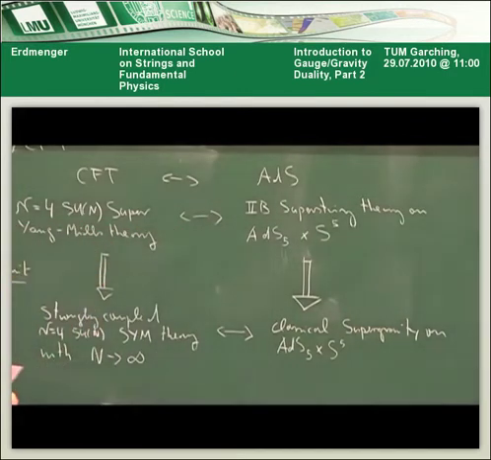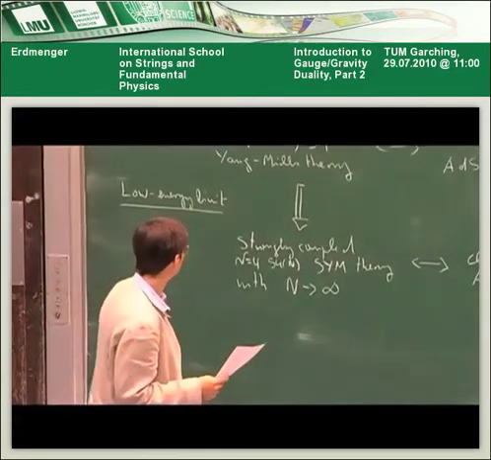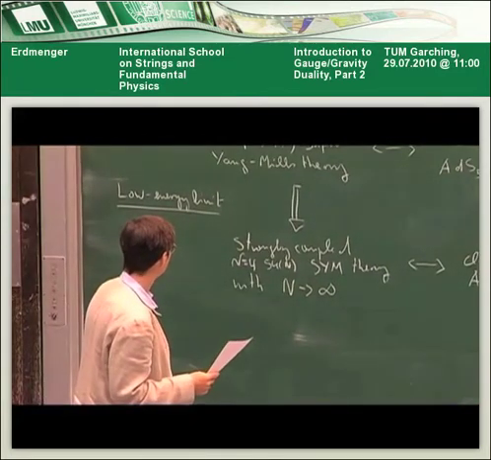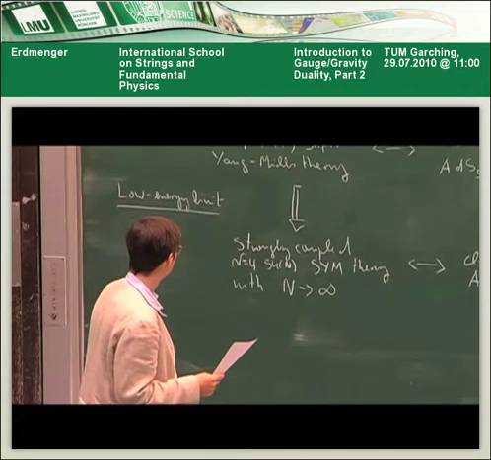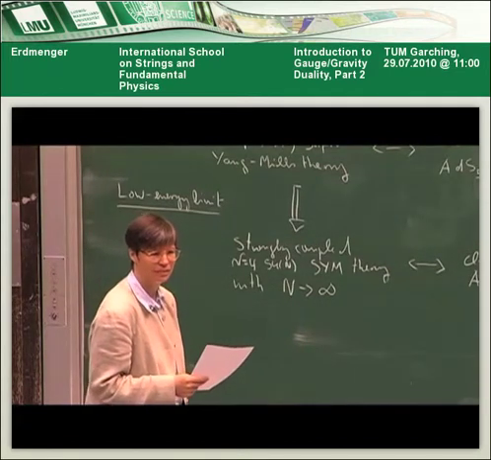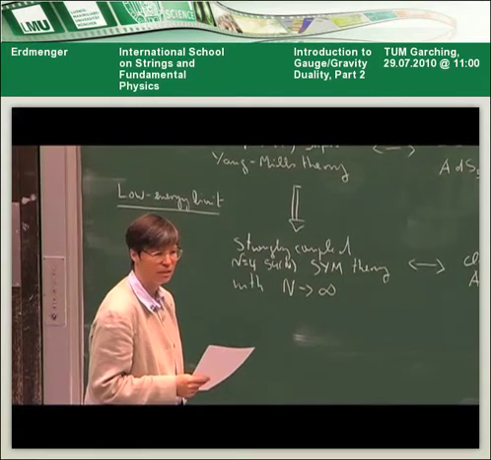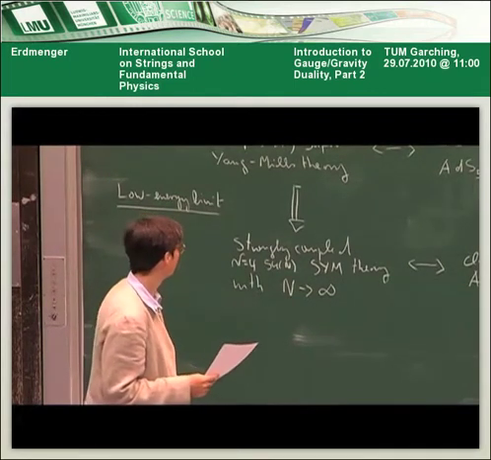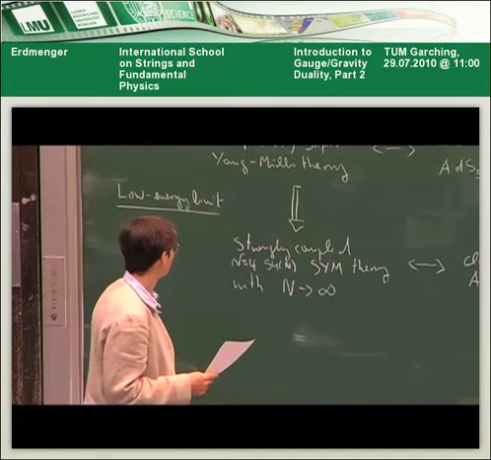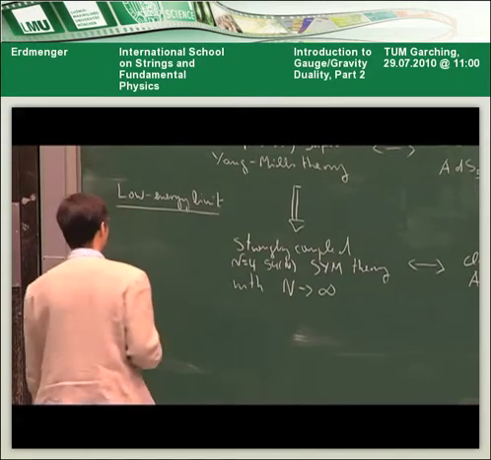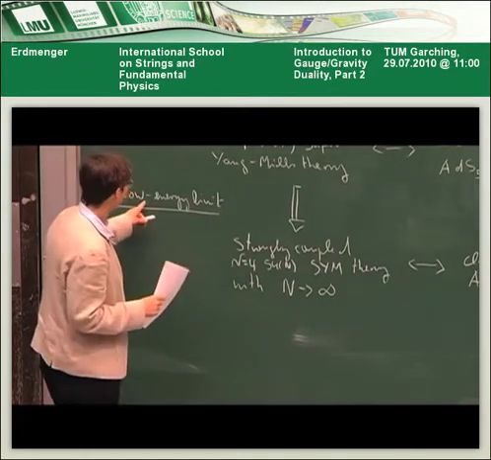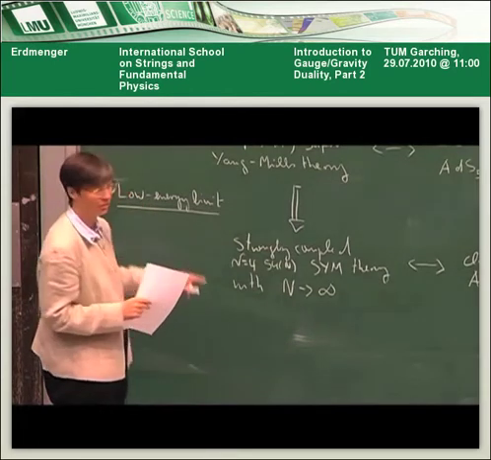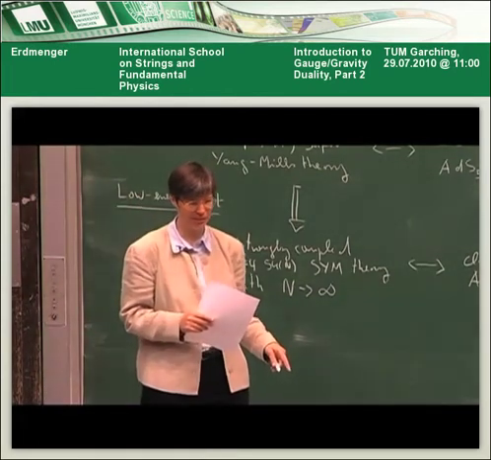I'm confused with the first. Is N=4 super Yang-Mills a conformal theory, right? Yes. So the beta function is 0, right? Yes. So what does it mean to go to the low energy limit? I mean, the beta function is 0, so there's no running coming. All right, okay, I think this word low energy limit really refers to the string theory picture, which I'm about to explain to you now.